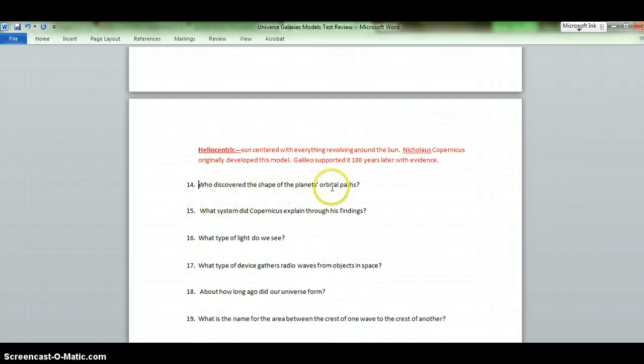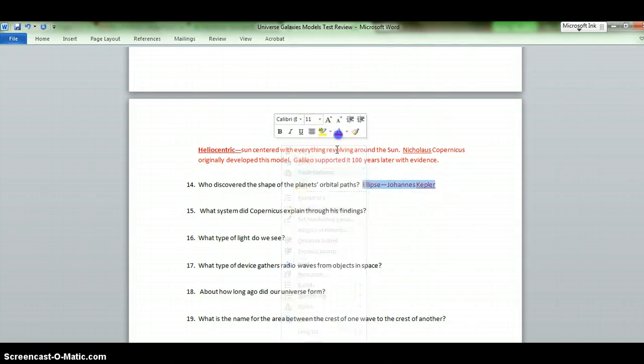Who discovered the shapes of orbital paths, which is an ellipse? That was Johannes Kepler. And then what system did Copernicus explain through his findings? That was the heliocentric model, which again was sun-centered.